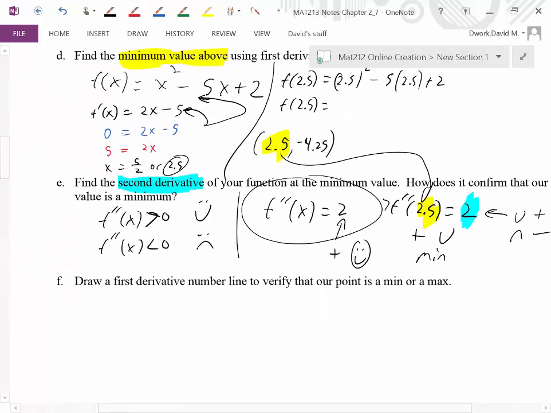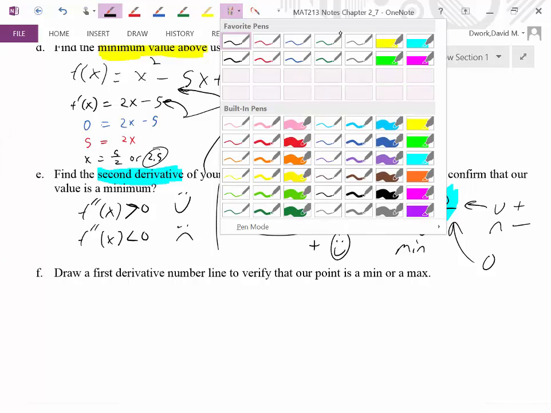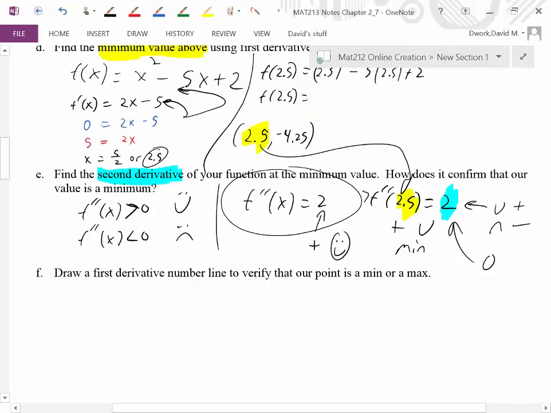Now, here is another way to test this, for when the second derivative test fails you. For example, what if you don't get a positive or negative, what if you get a 0? Uh-oh. Or what if the second derivative is just really hard to do, and I don't want to do that? Well, we have another way of doing this. What we can do is use the first derivative test, okay? We're going to use the first derivative, and what we're going to do is make a number line.